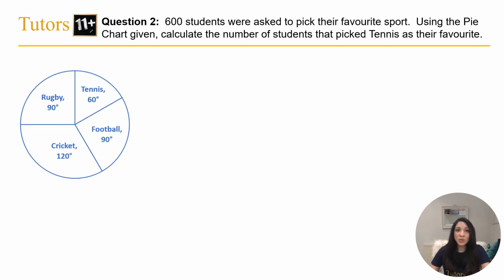Let's try the technique with a different question. Question number 2. 600 students were asked to pick their favourite sport. Using the pie chart given, calculate the number of students that picked tennis as their favourite.